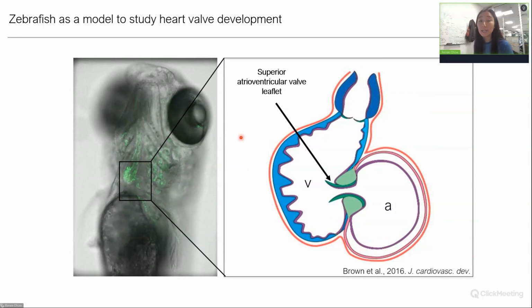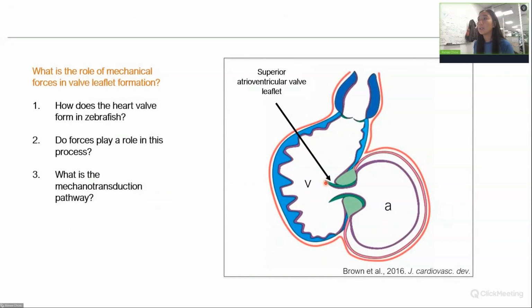And the zebrafish has a simpler heart. It's only got two chambers, the ventricle and the atrium. And for my work, I'm looking specifically at the superior atrioventricular valve leaflet. To answer the question, what is the role of mechanical forces in heart valve formation, I have three smaller questions.